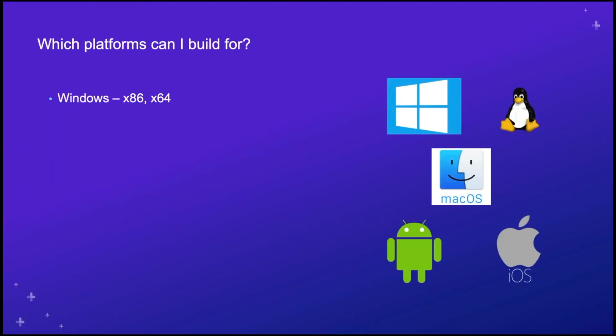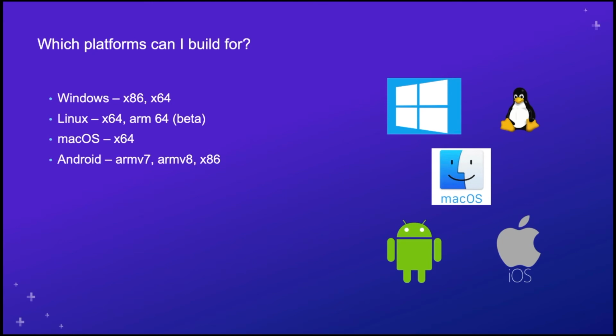So which platforms can you build for? This is specifically with the Runtime SDK for Qt. We support Windows, x86 and x64. Linux, we support 64-bit. We also have an embedded ARM64 beta. We support Mac OS. Android, we support ARM v7 and ARM v8, which is a 64-bit version, as well as x86 for simulator. And iOS, we support ARM64 and the simulator.